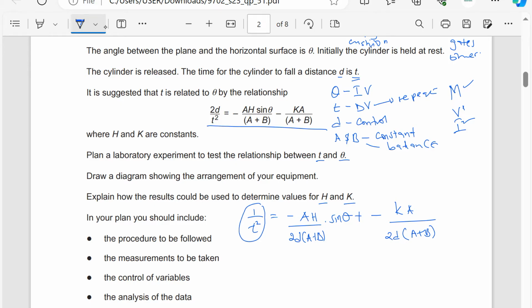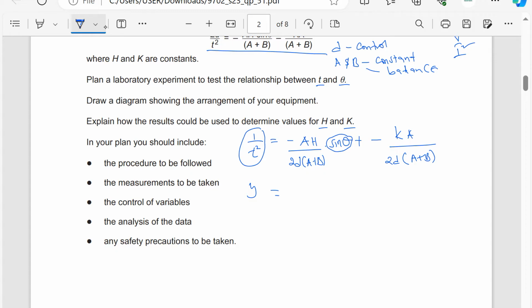Remember, t was the dependent variable, so it can be on the y-axis. Normally, when we plot a graph, we prefer to put the dependent variable or anything related to the dependent on the y-axis and anything related to the independent on the x-axis. On the independent side, we don't have theta, but we have sine theta. So I'll plot 1 over t squared against sine theta. And if you compare this equation with y equals mx plus c, you will notice that the gradient is going to be equal to negative ah divided by 2d into a plus b. But they wanted h. How do you find the value of h?